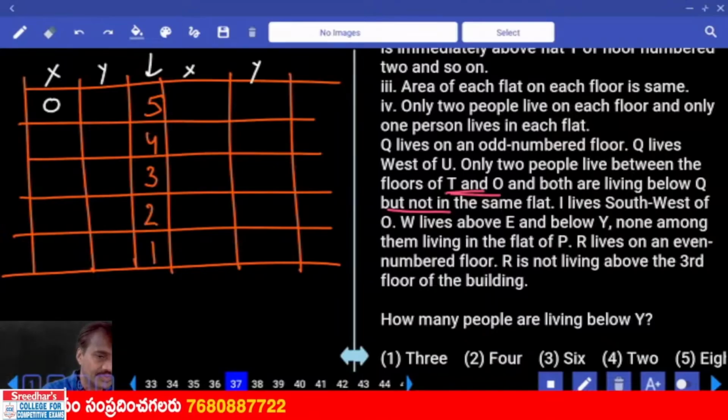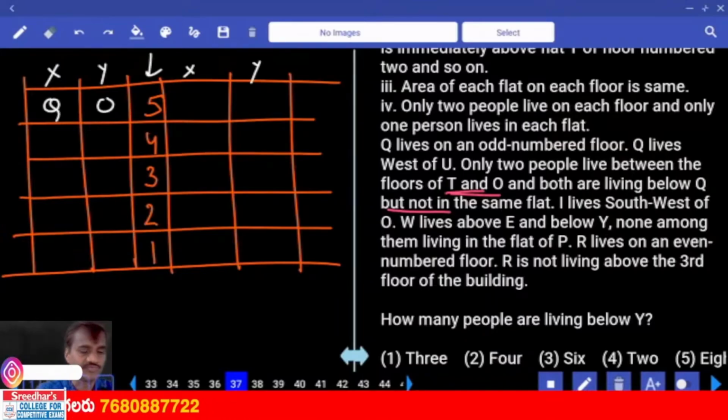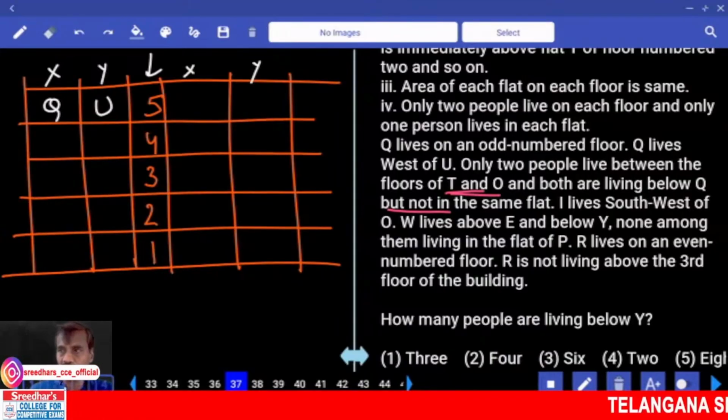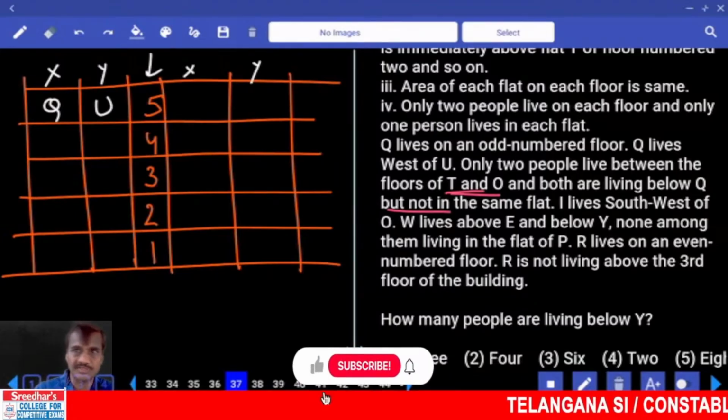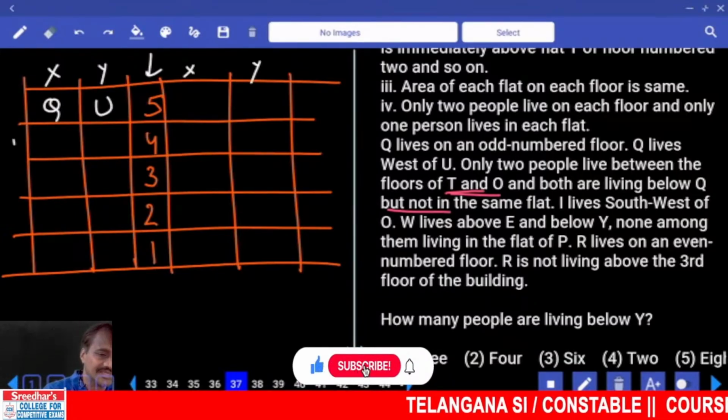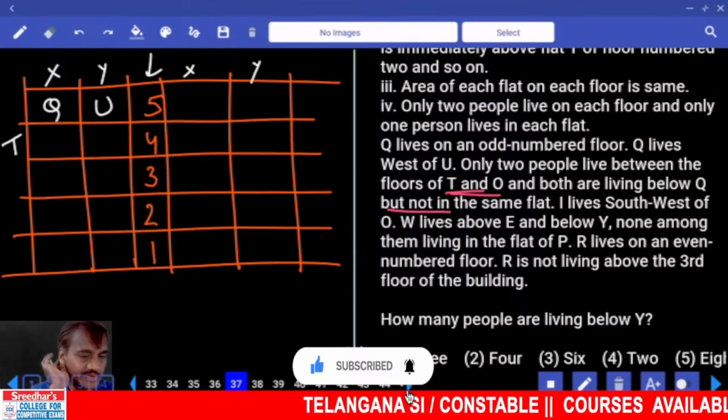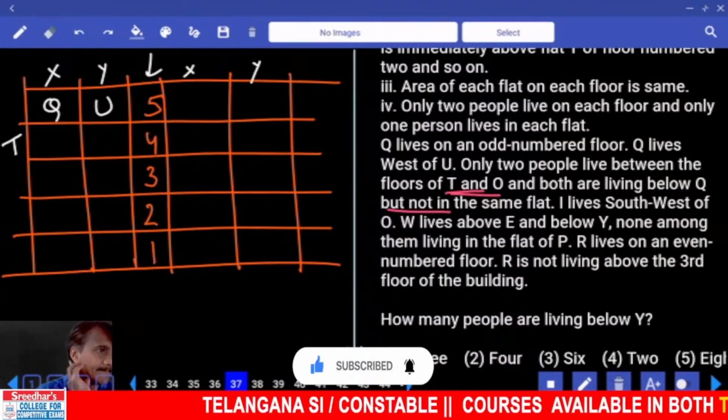Now Q is here. Then O must be here. Q and O are fixed. Now Q and U. Now Q and U are fixed. Then next one. Only two people between T and O. Let us take for example, T is at this place. For example, then tell me in which floor this O must be.